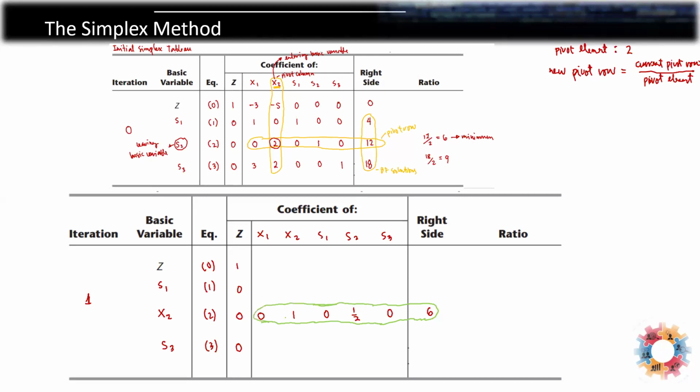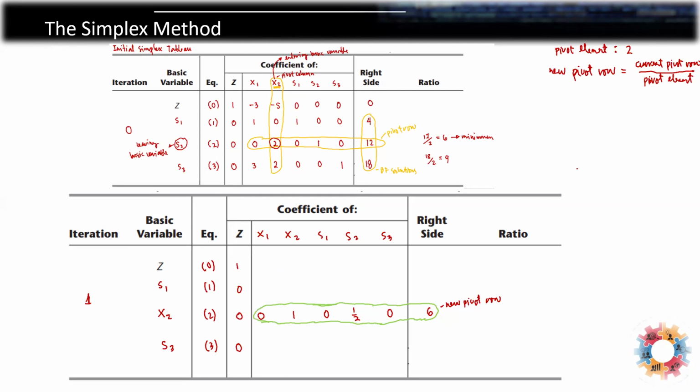The new pivot row. Okay, this is the new pivot row. And then after that, we now determine the entries for the new rows.